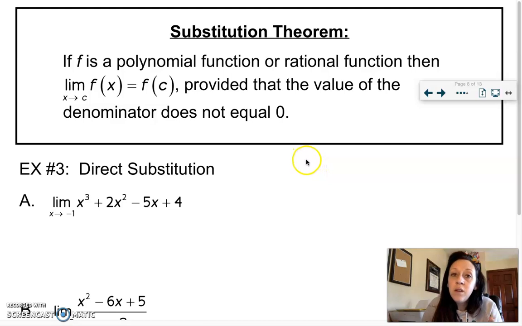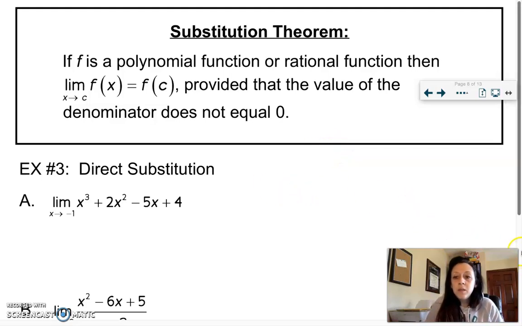Except sometimes they're not continuous when the denominator equals 0, right? We've learned that since the beginning of the year. That's why there's this little extra note. It says, provided that the value of the denominator does not equal 0. So if you're in a situation where you're plugging a number in and it makes the denominator 0, this substitution theorem is invalid. And I have a trick for how to deal with it, but that's coming next.